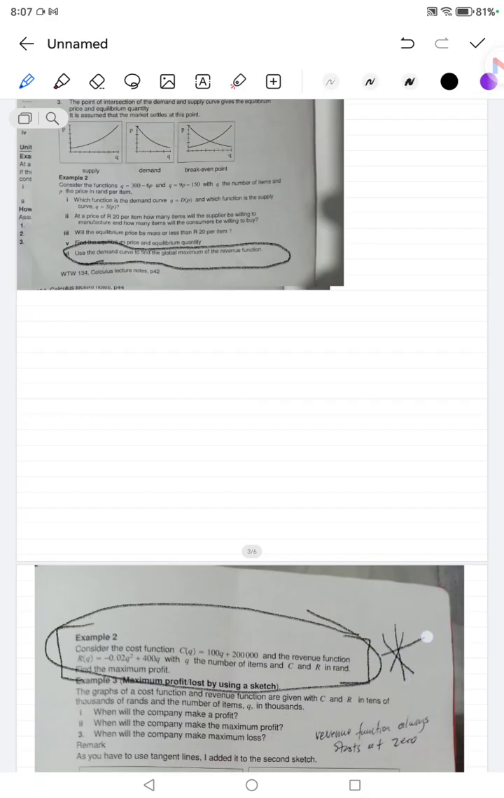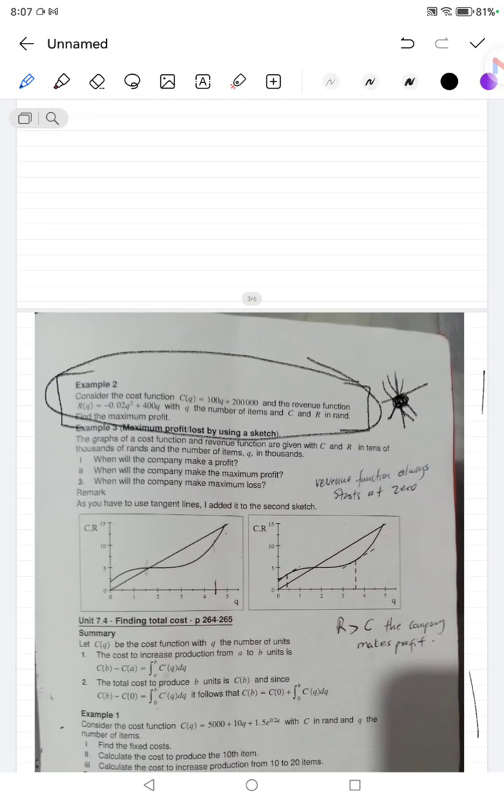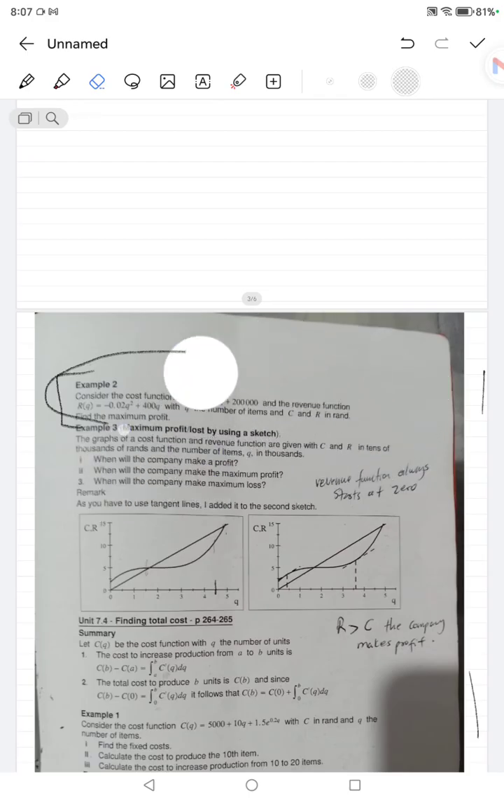So this one I'm just going to let be your homework. You can try it and send the answers, since I've already explained this one. So I'm just going to go to example 3.